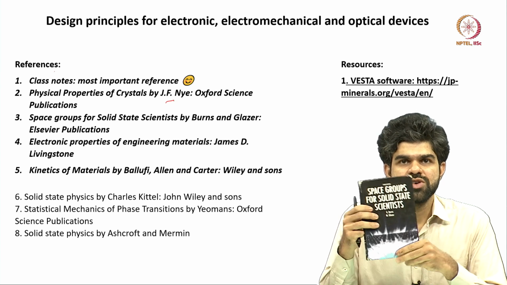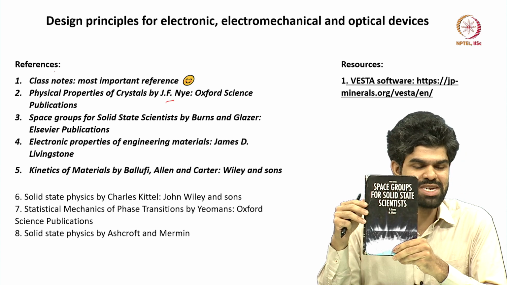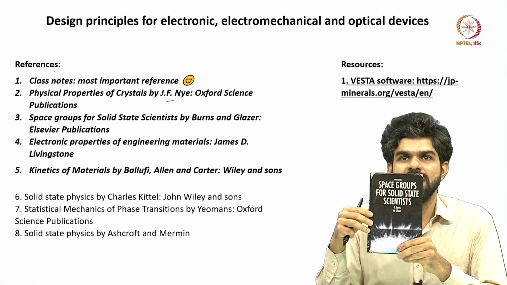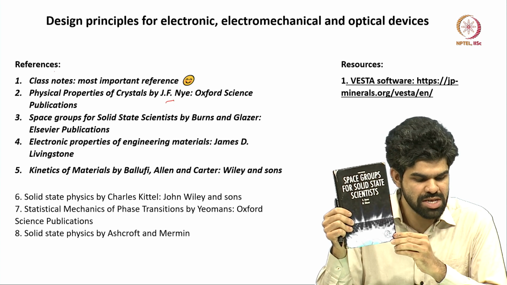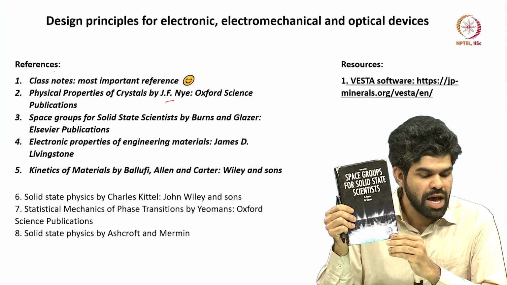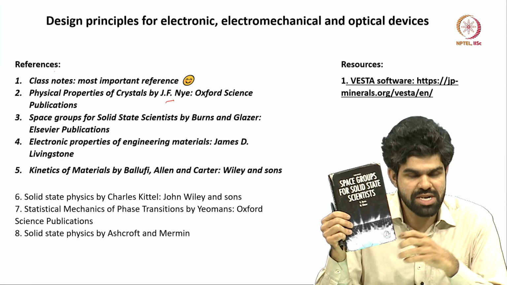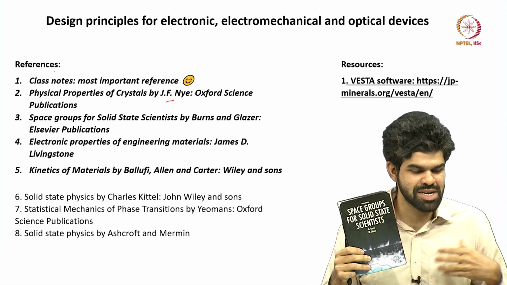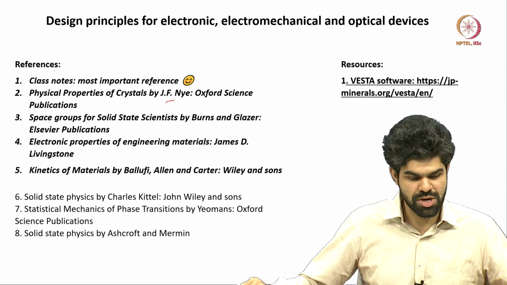Then we also look at another book, so we try to understand the symmetry in various crystals and materials. This is called Space Groups for Solid State Scientists by Burns and Glaser. This is an easy to read book, so for such an interdisciplinary audience, to understand a bit of material structure, crystallography and symmetry, this is a very well recommended book.